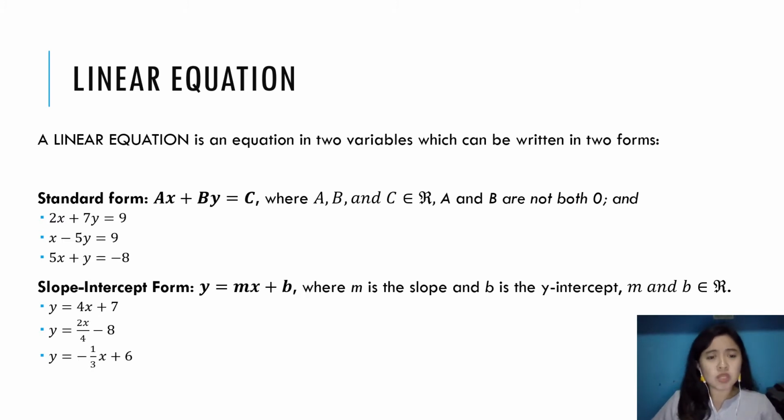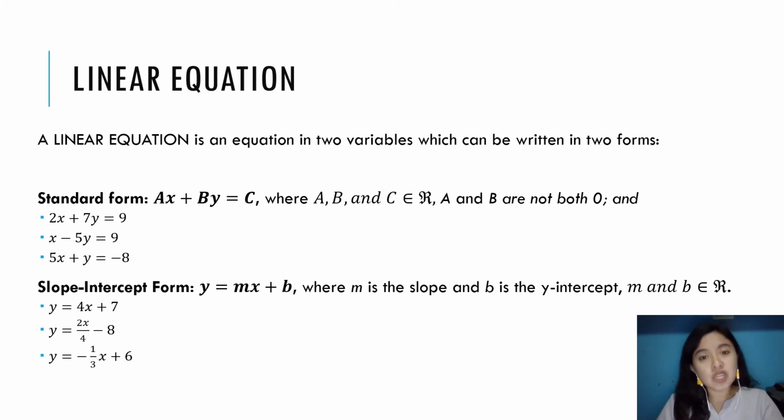So some examples of standard forms are 2x plus 7y is equal to 9, x minus 5y is equal to 9, 5x plus y is equal to negative 8. So the rule for standard form is that a, the coefficient a here, should be positive.